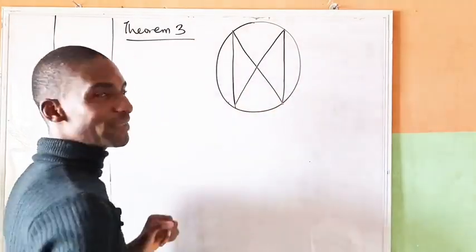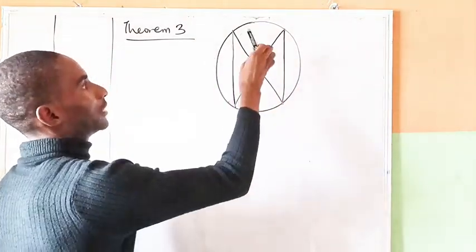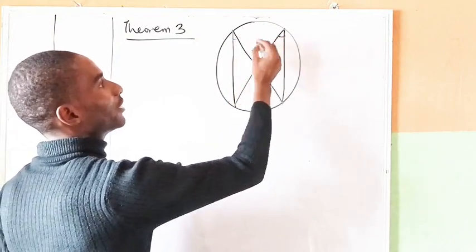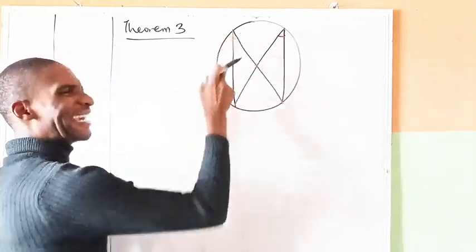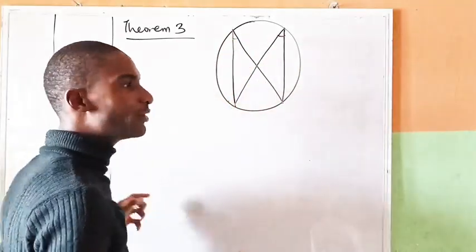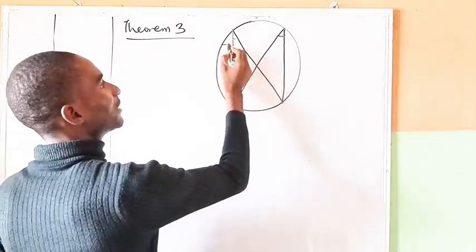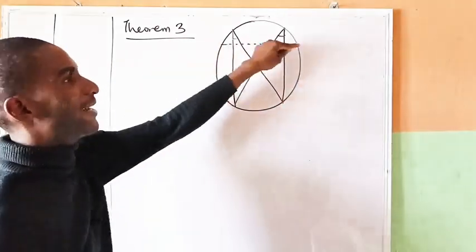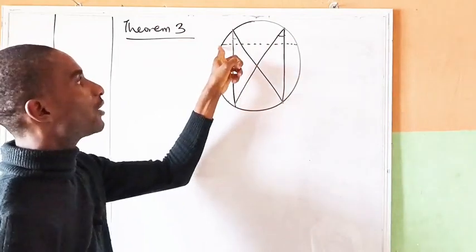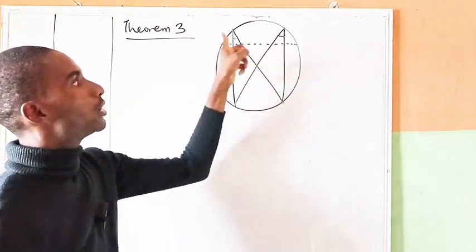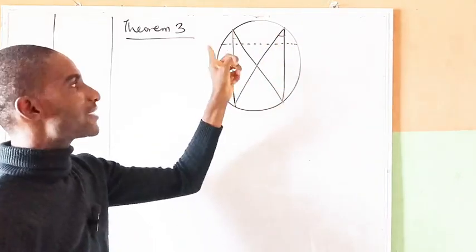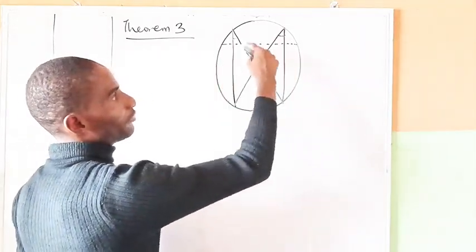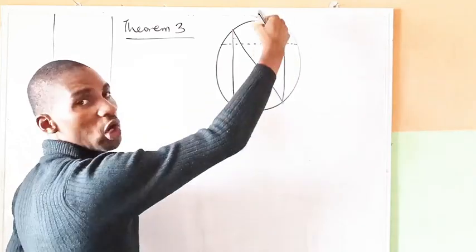Let us look at theorem 3. Now, theorem 3 says when you have an angle here and you have another angle here, these two angles are in the same segment. What do I mean by the same segment? If I draw an imaginary line here that cuts through, that line is a chord. Remember, a chord is a line that joins two points on the circumference aside from the diameter. The diameter is usually the line at the center, but this is not at the center, so it's a chord.